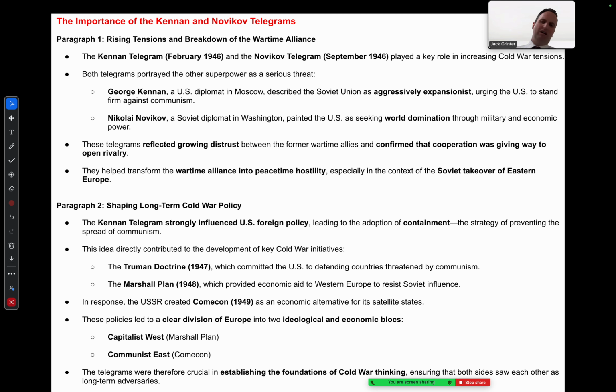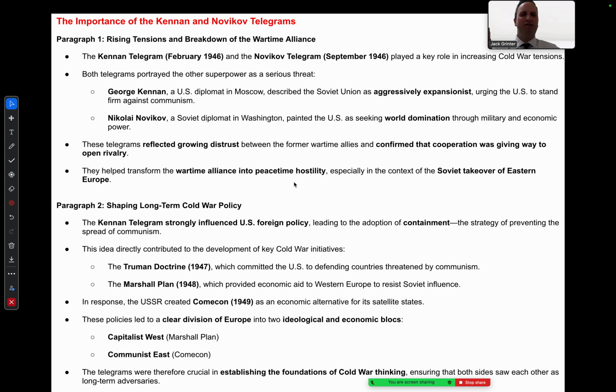You could get asked a question just about the Kennan one, or just about the telegram one, about the Novikov one, or you could maybe get them both. You've got to adapt at the time. I've considered them both and why they're important.